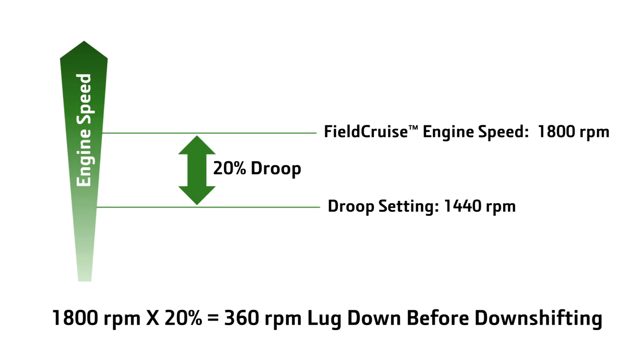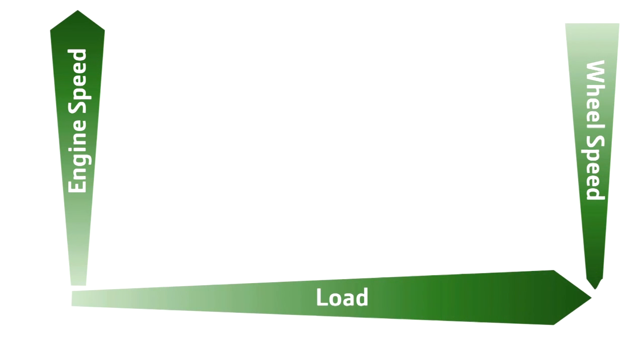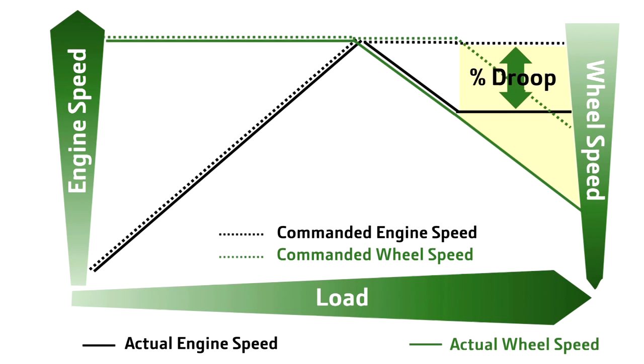You can see by using a percent setting, the transmission can automatically recalculate the shift points when maximum engine speed is adjusted. This chart shows the relationship between engine speed, wheel speed, and load. Now this chart shows smooth lines to help show our illustration, but in reality, since the E18 and E23 transmissions are still gear-type transmissions, these smooth lines will look more like stair steps.